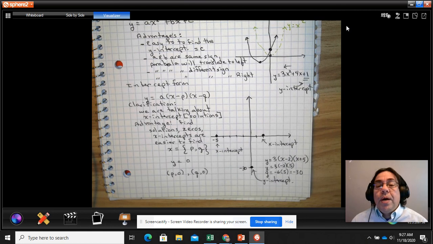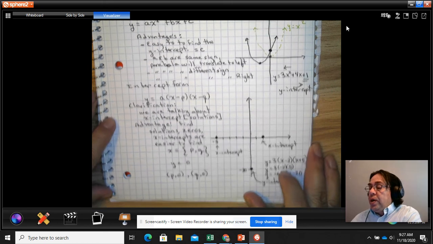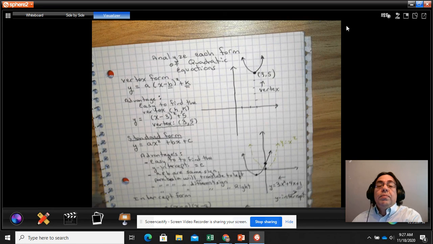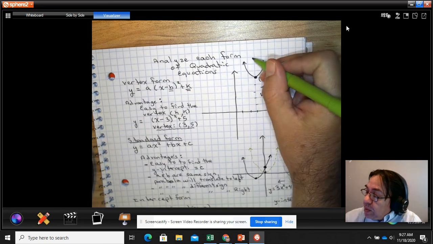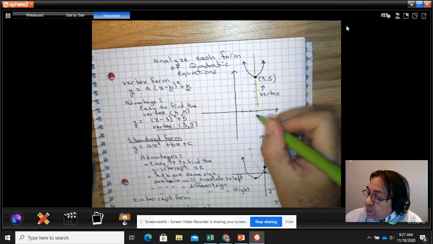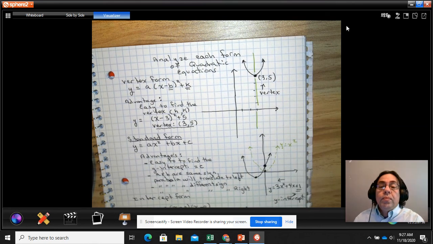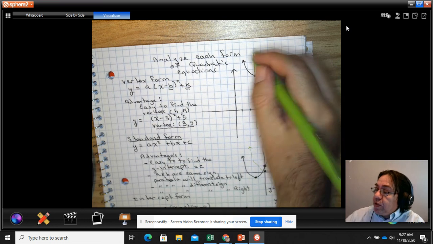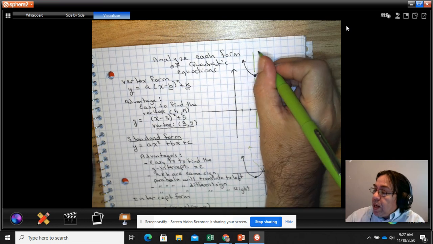So now let's talk about the line of symmetry for each one of these cases. The line of symmetry. For this situation, that's your line of symmetry. It goes right through that x value. That's your line of symmetry at x equal to 3.